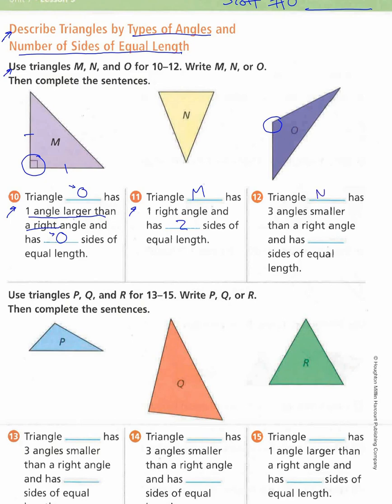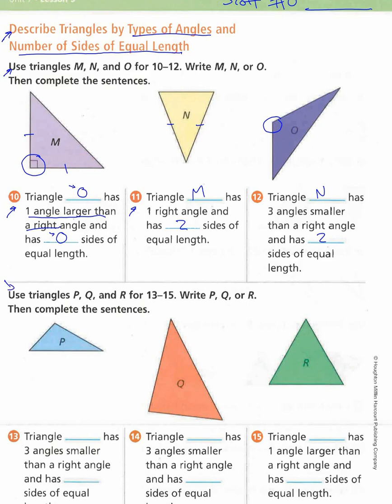All right, so triangle N, because that's the last one, right? And how many sides of equal length do you see? Well, I see this one and this one over here, those sides. So I see two sides of equal length on there. So let's continue down here.